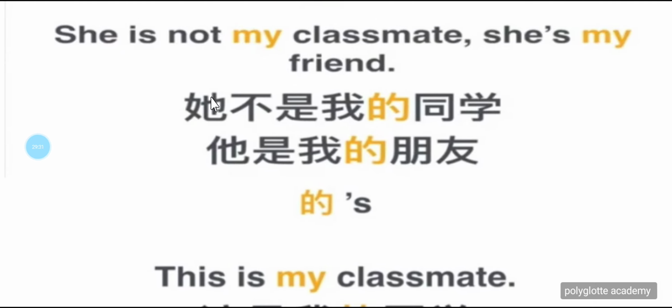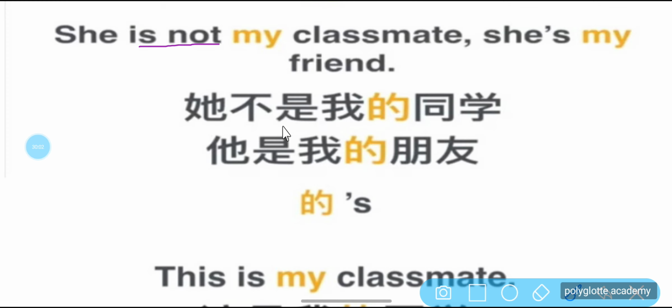And for this case we have 她不是我的同学. She is not my classmate. 不是 is not. In Chinese we do the reverse: 不是, is not. You can see it for yourself.